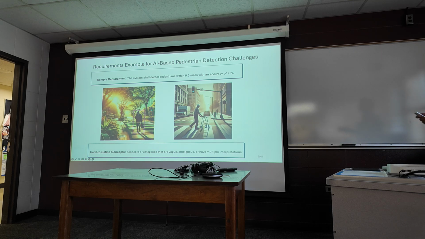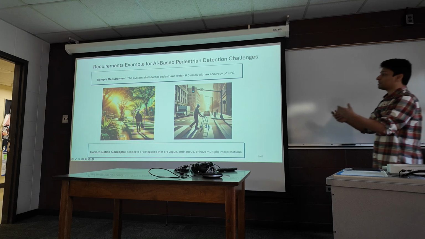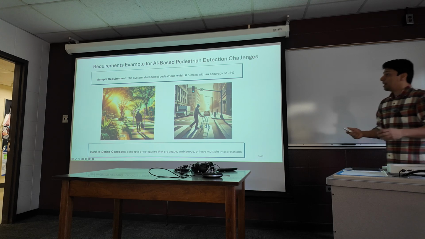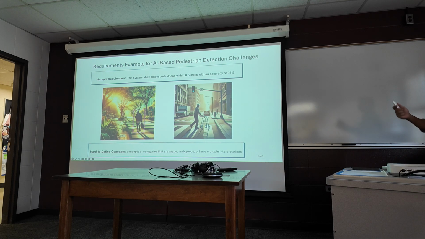We say we expect that the system detects a pedestrian within 0.5 mile with an accuracy of 95%. Even this simple requirement has some challenges. The first challenge is defining the concept. What exactly is the concept of a pedestrian? Does this include an individual in a wheelchair, or children, or people carrying objects, or people on a scooter? Variation of the definition complicates how this requirement is implemented.